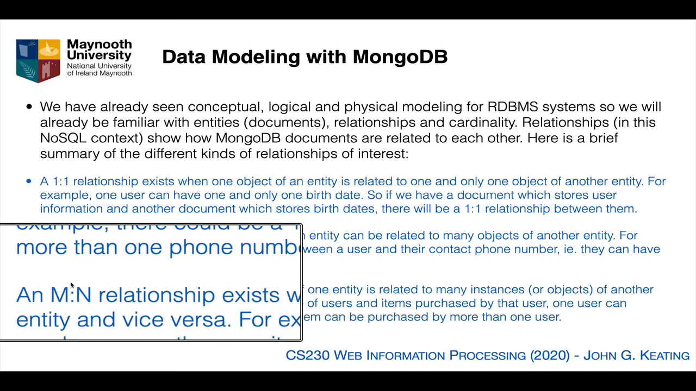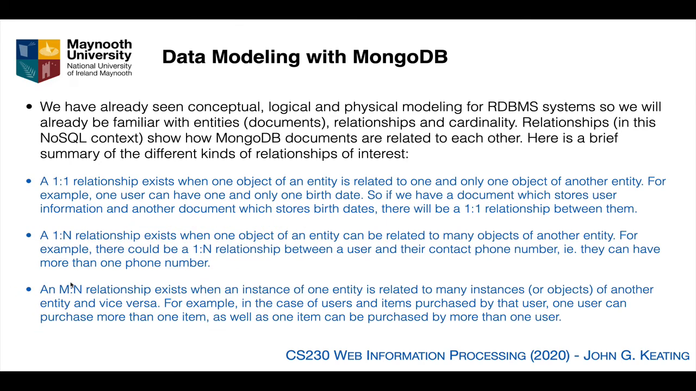A many-to-many relationship exists when an instance of one entity is related to many instances or objects of another entity and vice versa. So in the case of customers and items purchased by that customer, one user can purchase more than one item, as well as one item can be purchased by more than one user. So it's okay, you can do this.